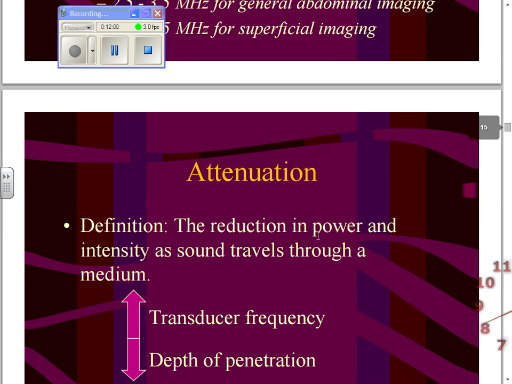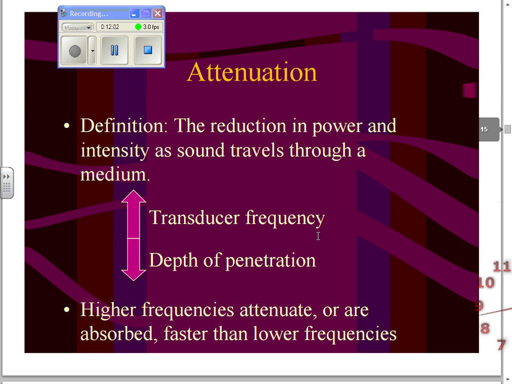Now, we did talk about attenuation. Attenuation is a reduction in the sound intensity as it travels through tissue. You lose sound energy. Now, we know that higher frequencies attenuate or absorb faster than lower frequencies, but also you need higher frequencies to get greater depth of penetration. So you've got this double-sided thing.